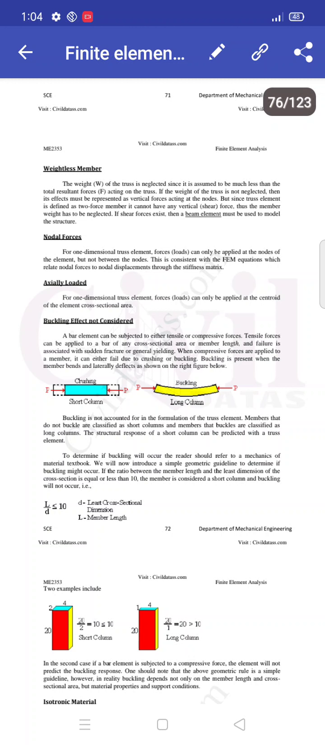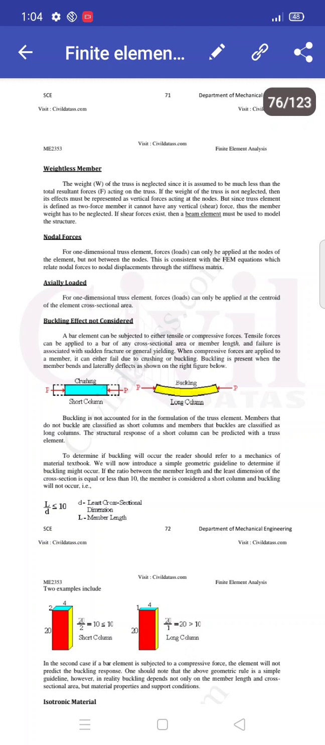Members that don't buckle are classified as short columns, and members that buckle are classified as long columns. The structural response of a short column can be predicted with truss elements. To determine if buckling will occur, the reader should refer to a mechanics of materials textbook.